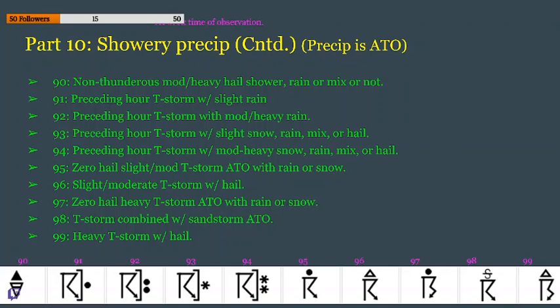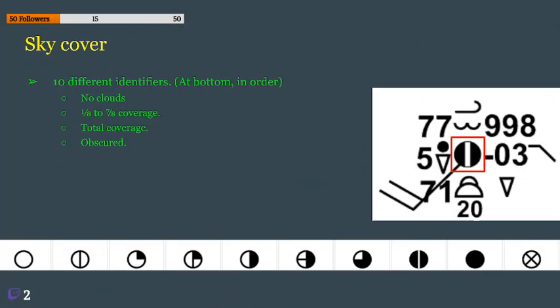Congratulations, you guys have survived all 100 of those. One of the last ones here is sky cover. We still have one more. There are 10 different identifiers, and these are at the bottom in order. You have your zero clouds, 1/8 to 7/8, 8 out of 8.